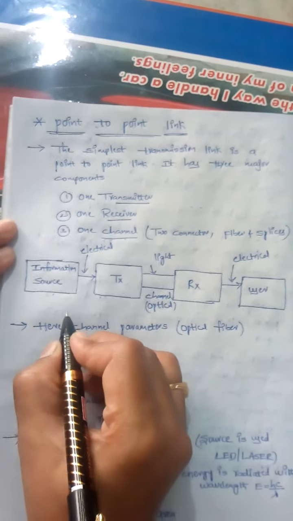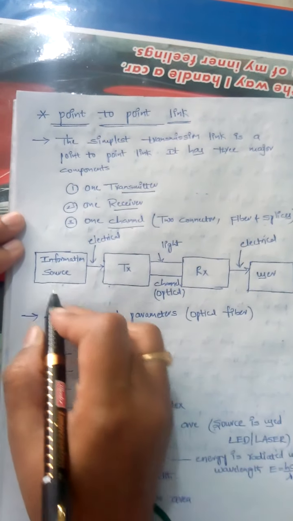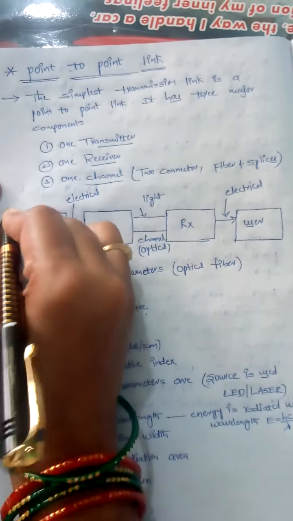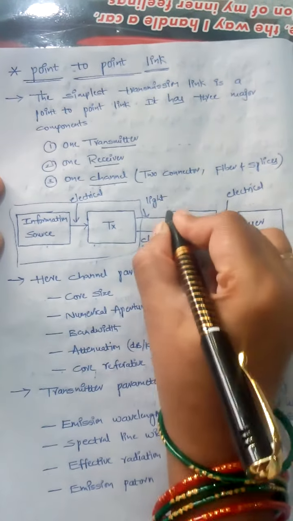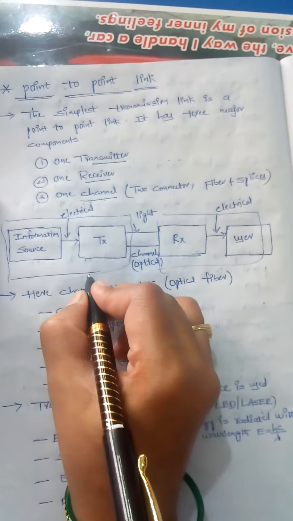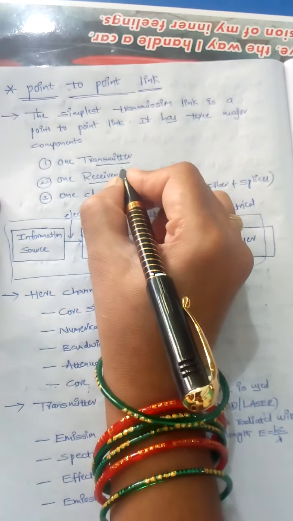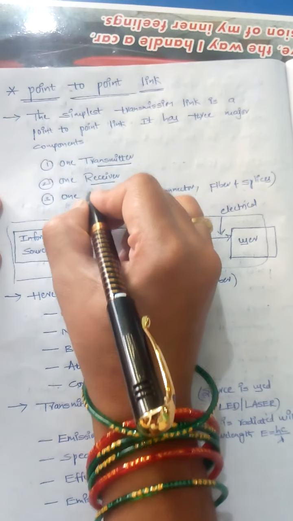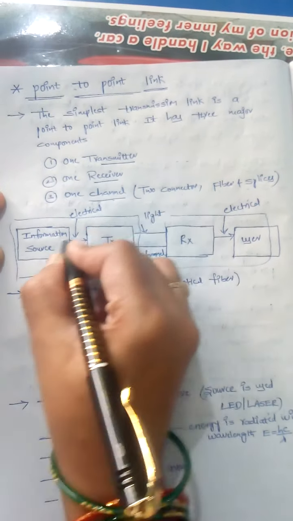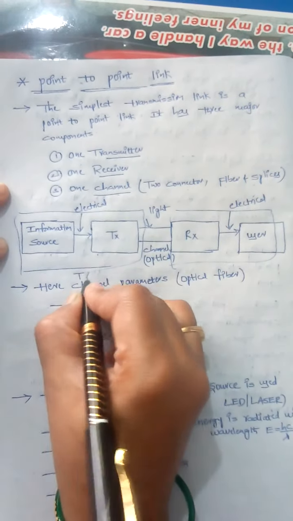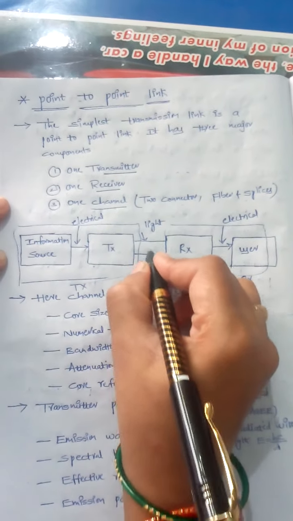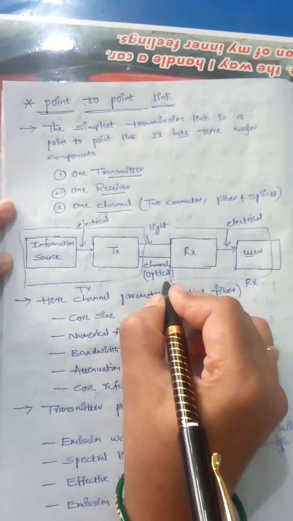Now we can explain the block diagram of point to point link. This is the transmitter side, this is the receiver part. The three parts I already explained: transmitter, receiver and channel. First one is the transmitter, this is the receiver side. In between transmitter and receiver, I connect the optical channel.